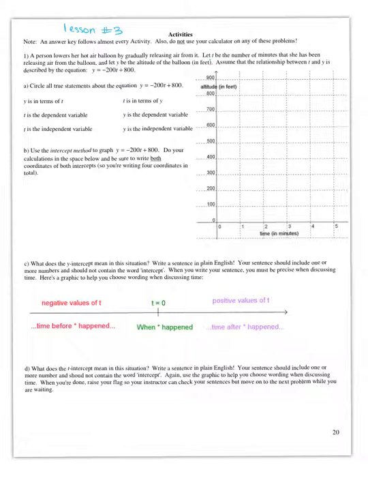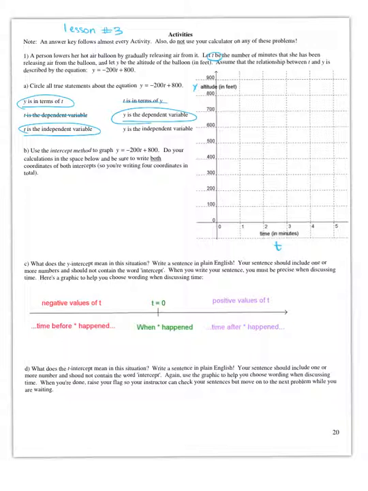We're going to circle all the true statements about the equation Y equals negative 200T plus 800. So at first, Y is in terms of T, because Y is alone. And Y is dependent on T. That makes T the independent variable and Y the dependent variable.